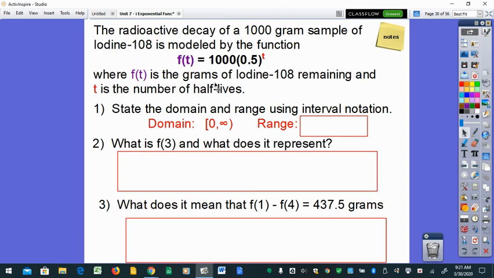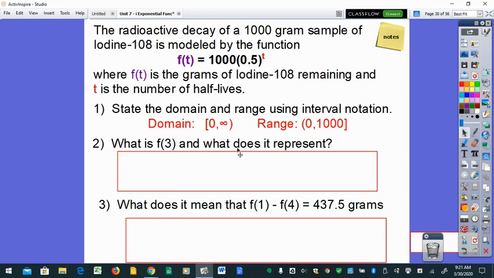So this is a decay function. The biggest number that's going to exist is your start amount. It's going to get smaller from there. So 1,000 is going to be our biggest number inclusively. This is going to go down. Think about the graph. It's going to go down and down and down, and it's going to get closer and closer to 0, but never quite reach it. So our range is going to be 0, not inclusively, and the biggest would be 1,000 with the bracket. So that's the only numbers that could come out of the function. These are the only numbers that could go in.